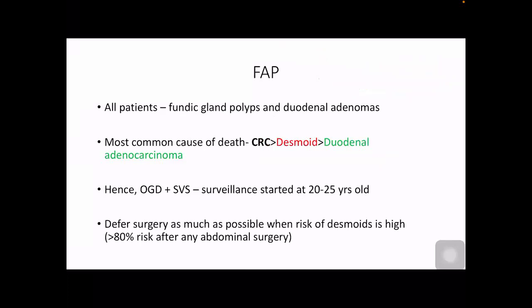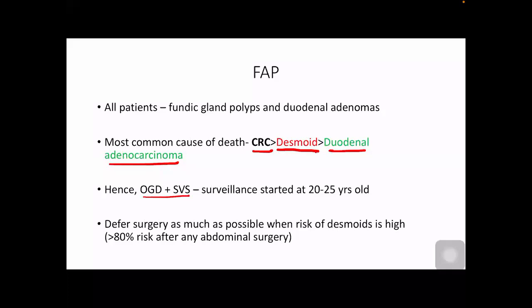And the most common cause of death, as I said before, is colorectal cancer, followed by desmoid tumors, followed by duodenal adenocarcinoma. So this is the sequence which is given in Shackelford. And that is why, to rule out duodenal adenocarcinoma, we have to do an OGD plus side-viewing scopy starting from 20 to 25 years of age, along with the colonoscopic surveillance.